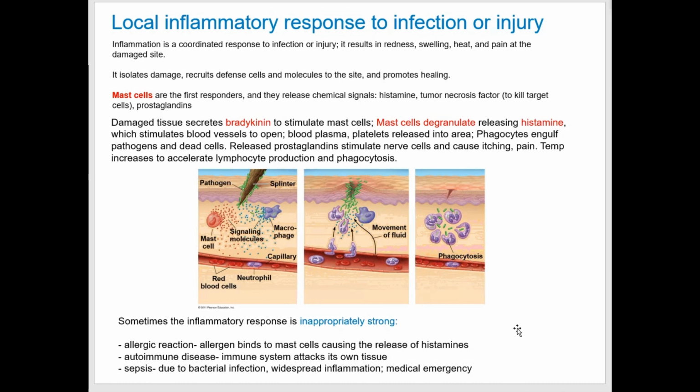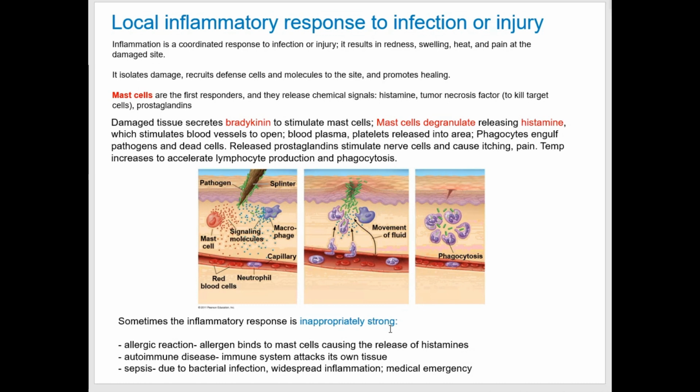Now, sometimes we say that inflammation is just inappropriately strong. Sometimes your body reacts to certain allergens in a very, very strong fashion. For example, you are allergic to pollen grain, and then the next thing you know, you've got hives and runny nose and itchy eyes because your mast cells are releasing histamine, so they're basically causing inflammation throughout the body. Sometimes the reaction is so strong that a person can go into anaphylactic shock, so that could be a life-threatening condition if not taken care of immediately.